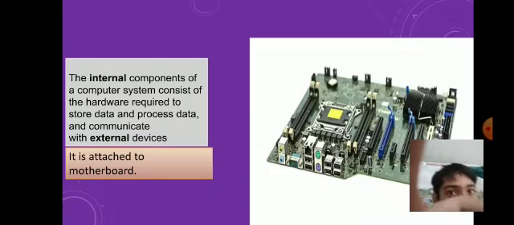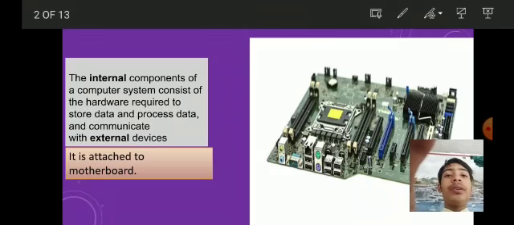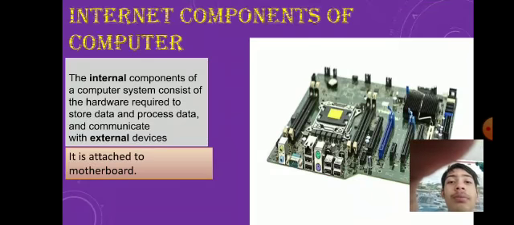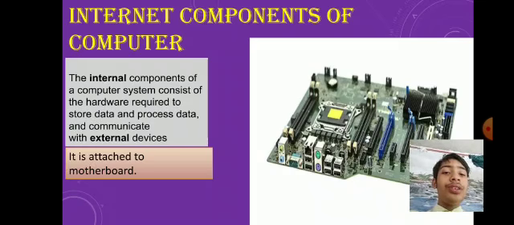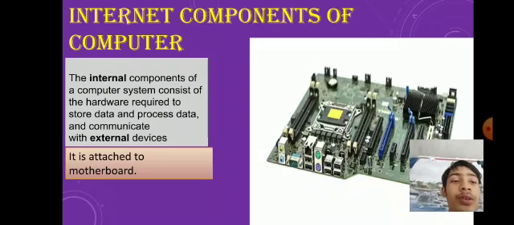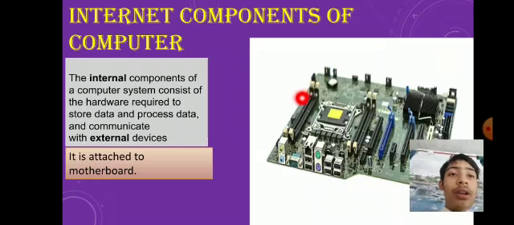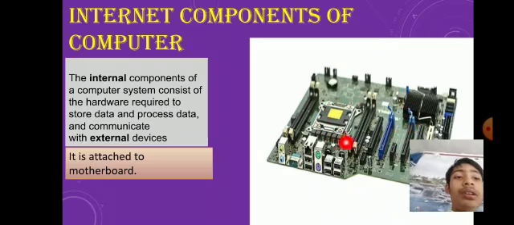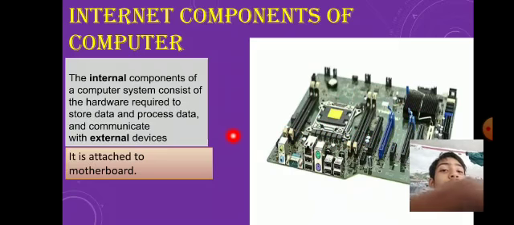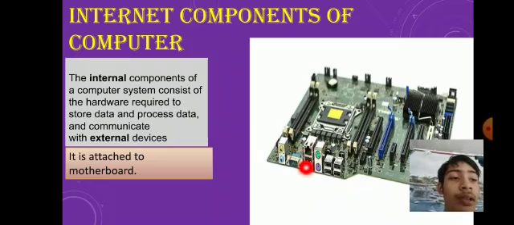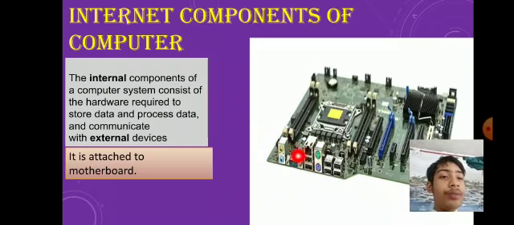Now here in this page, the internal components of a computer system consist of the hardware required to store data, process data, and communicate with external devices attached to the motherboard. All of these internal components are attached to the motherboard. They are used to store data or process the data so that we can get it from an output device or external devices.